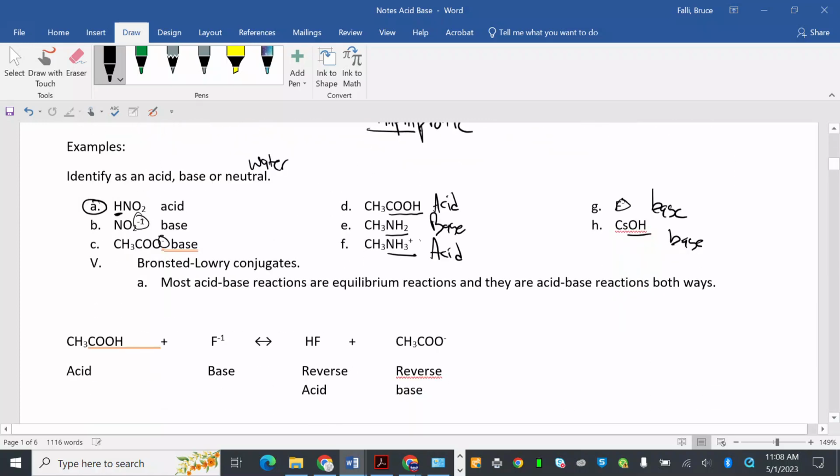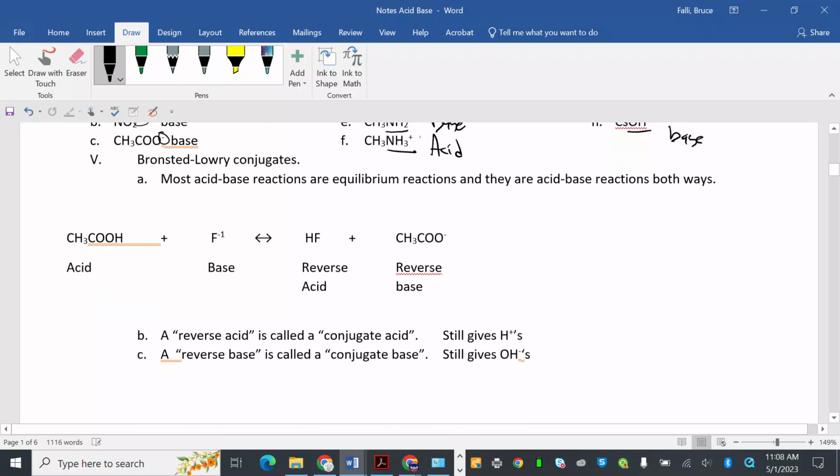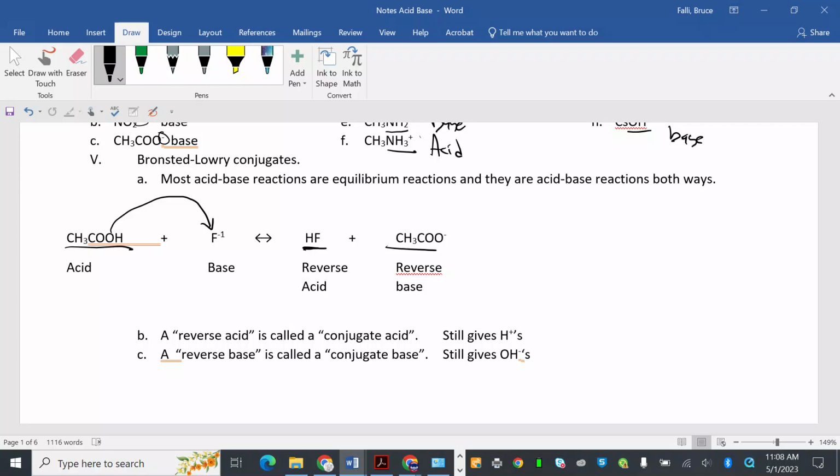All right. Bronsted-Lowry conjugate. So we talked about how acids and bases are kind of like enemies. One's giving, one's taking. They need each other. Most acid-base reactions are equilibrium reactions, and they are acid-base reactions both ways. So do you see how this is an acid, which means it gives an H to F negative? If it gave one, there you go. If it gave up one of its H's, what's left over?